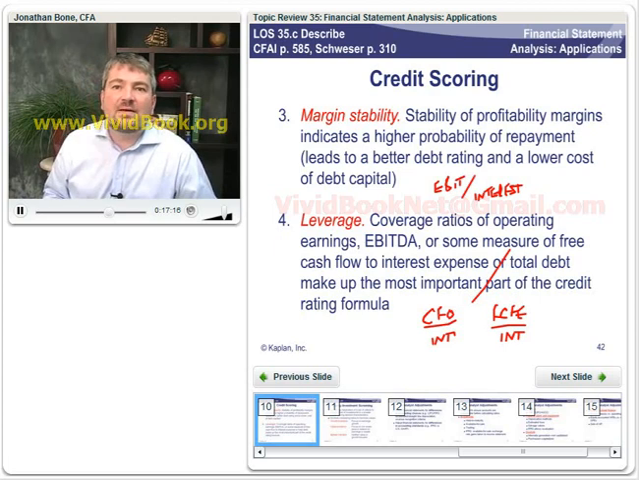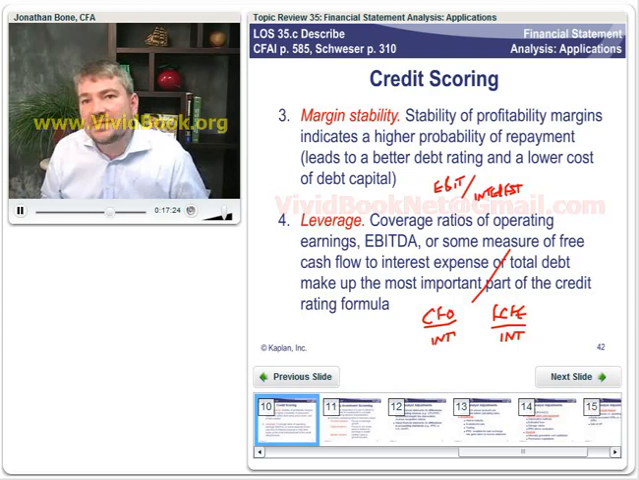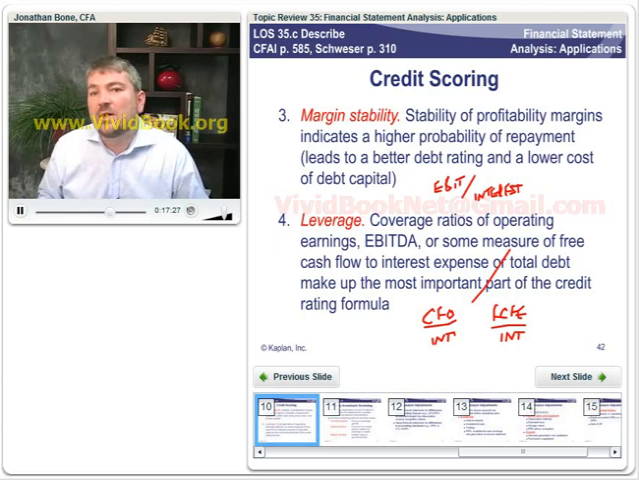The other thing that, of course, we'll look at is cash flow to interest expense, as we mentioned, and also we'll look at things like total debt, some of our solvency ratios, total debt to equity, total debt to debt plus equity, etc.